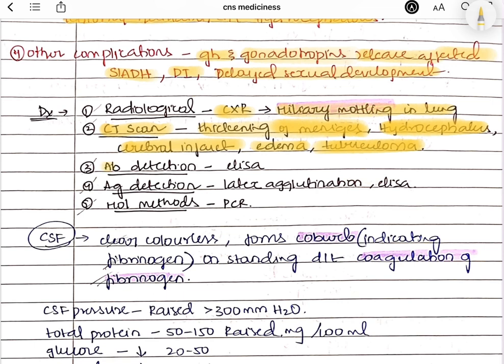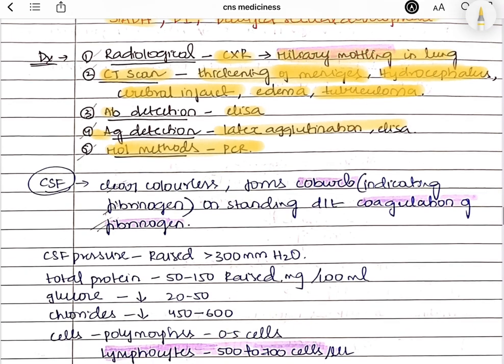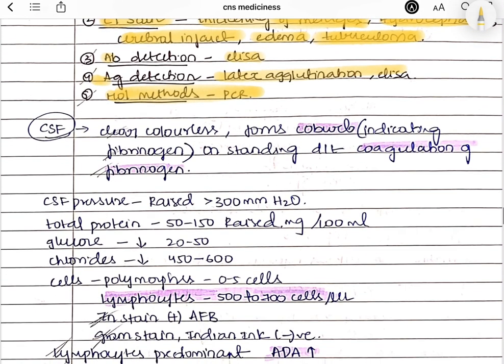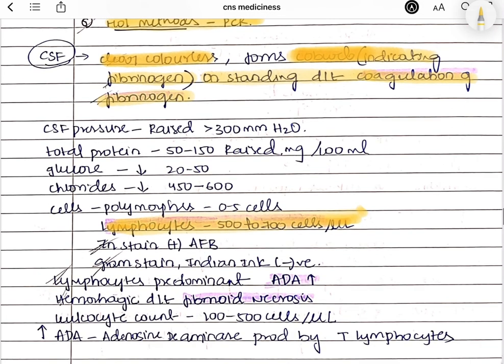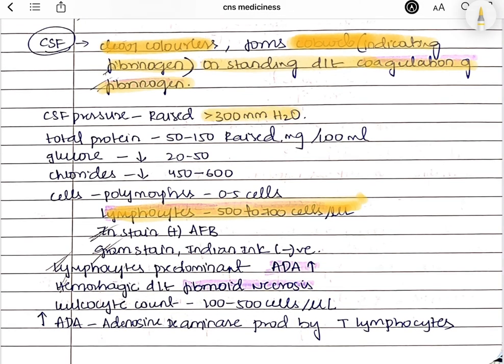Also antibody detection by ELISA, antigen detection by latex agglutination and ELISA, and molecular methods like PCR can be done. For the CSF, it is important to write that from the lumbar puncture you obtain this CSF. How will the CSF be? It will be clear, colorless, and forms a cobweb appearance indicating fibrinogen. So what is basically a cobweb appearance? It is because on standing there will be coagulation of fibrinogen, right? So it will lead to the cobweb appearance. And the CSF pressure will be raised above 300.